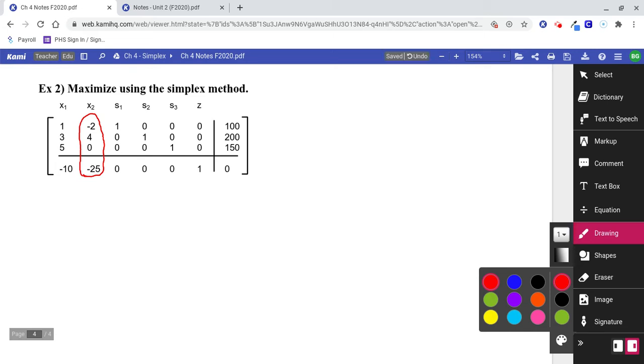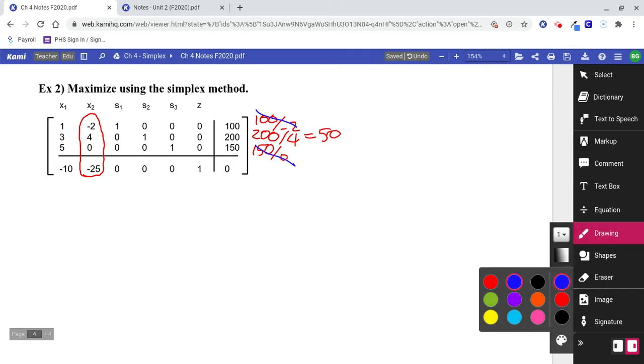So then you look at your quotients, the circled column and the column on the right. So over here, 100 divided by negative 2. We don't need to do that one, that's going to give me a negative. Don't really need to look at the negatives. 200 over 4 is 50. And 150 over 0, that's going to be undefined, so I don't need to look at that one either. Okay, so 50.